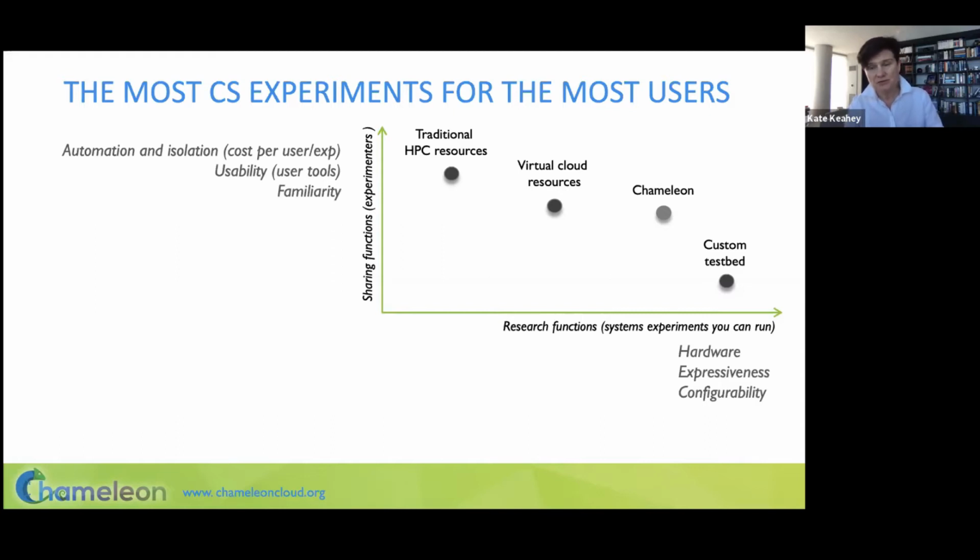So there's a trade-off sometimes between how many experiments you can support and for how many people. Now in Chameleon, we posit that there's a third dimension to all this, which is shareability. How effectively you can share your experiments and your research.